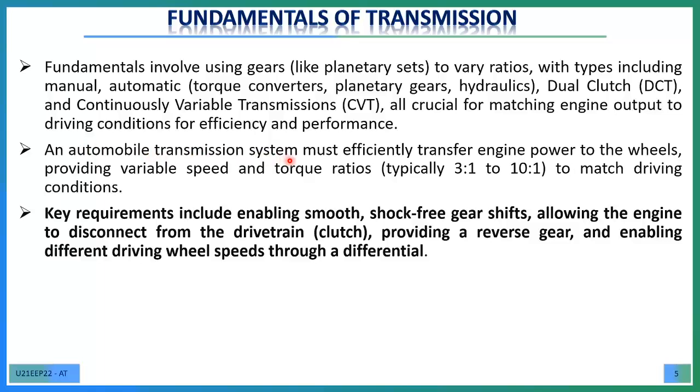An automobile transmission system must efficiently transfer engine power to the wheels. That is the primary aim: whatever power is developed in the engine should be transferred to the wheels, providing variable speed and torque ratios. This can be achieved by means of the clutch and gear system to match driving conditions.